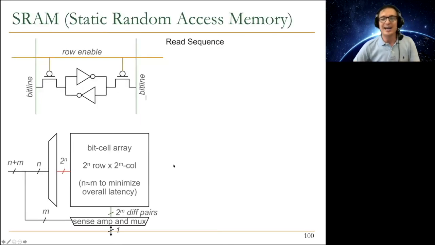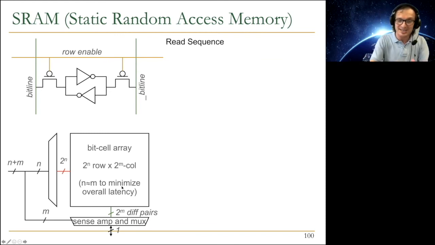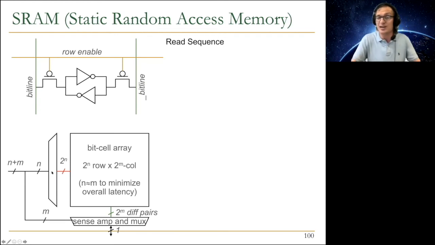Okay, so static random access memory, essentially it's basically the same. I'm going to go through these relatively quickly. As I said, n is usually equal to m to minimize overall latency and maximize the density. So you basically supply n plus m bits. N of them go to row address, m of them go to column address. And these are on chip usually.